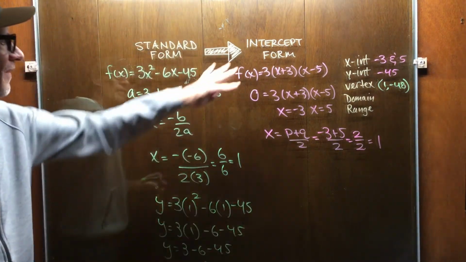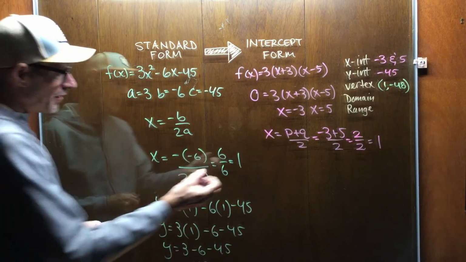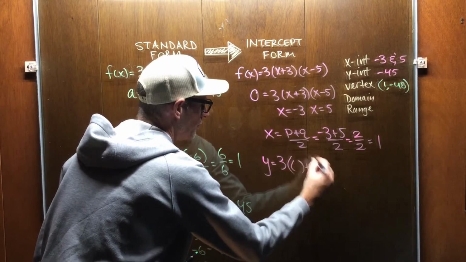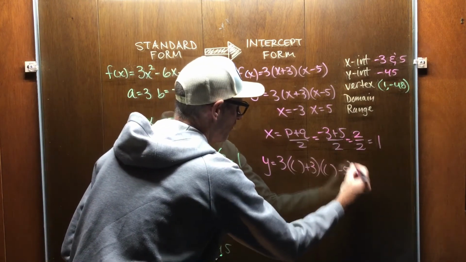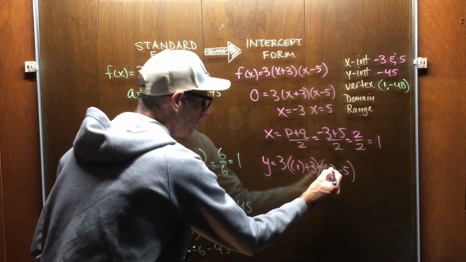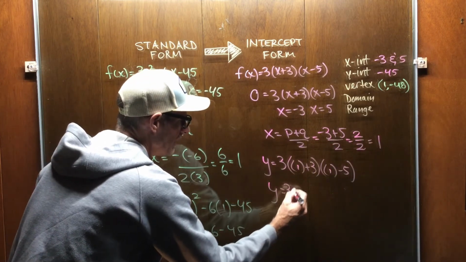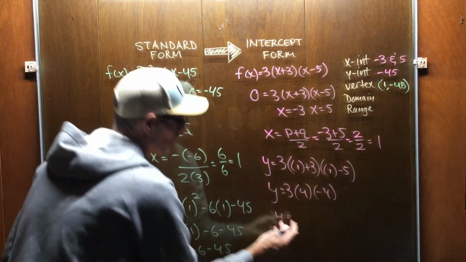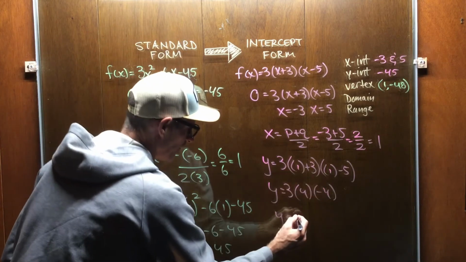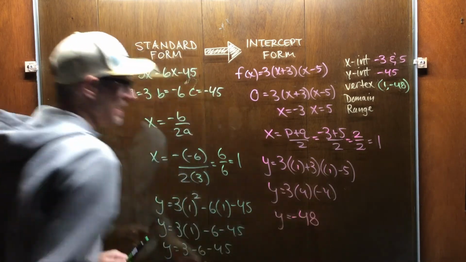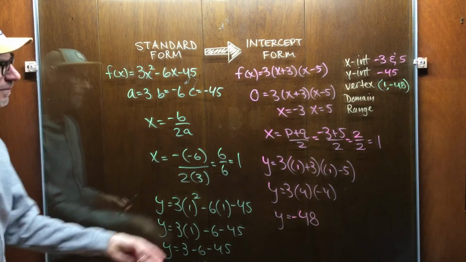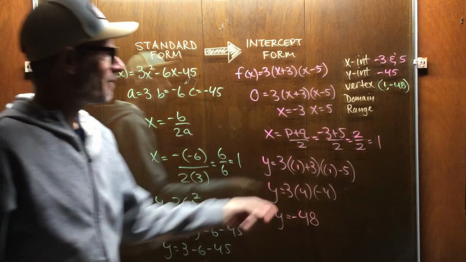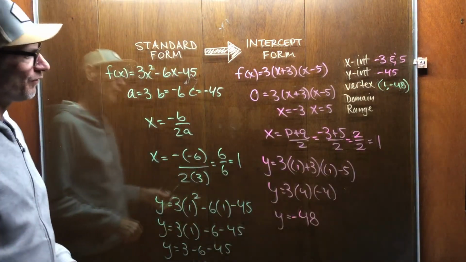All right, now if I use intercept form, I'm going to go like this. y equals 3 times empty bracket plus 3 times empty bracket minus 5. And I put my 1 in the empty bracket. So that will be 3 times 4 times negative 4. And 3 times 4 is 12, times negative 4 is negative 48. So using standard form, my vertex was 1 comma negative 48. And using intercept form, my vertex was 1 comma negative 48.